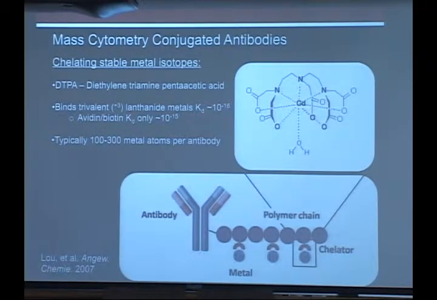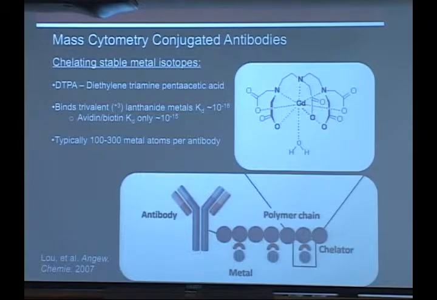And importantly, it binds trivalent metals with a really high affinity. The KD is 10 to the negative 15, or 10 to the negative 16 actually, which is like an order of magnitude tighter than biotin binds streptavidin. So we're talking about a really tight non-covalent interaction here that's essentially non-reversible. So under the conditions you would use for a mass cytometry experiment, these metal ions are not going to come off your chelating groups, which is fairly important because it means that we're not going to be swapping around signal between our antibodies that we're interested in using.